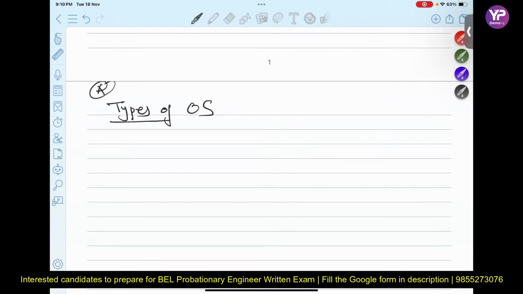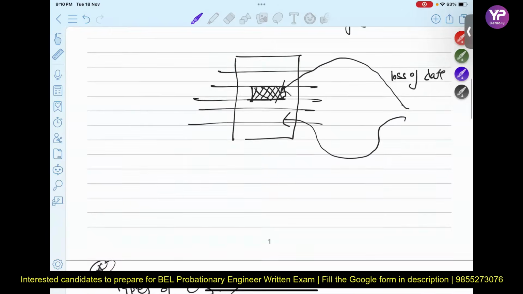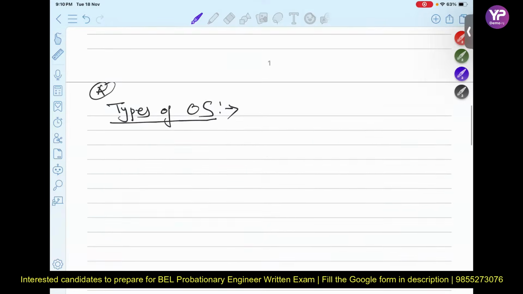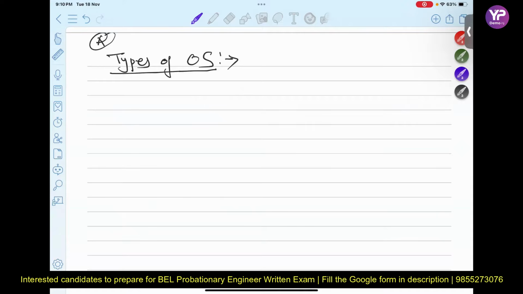सर कैन यू रिपीट द क्विक, आई मीन रिसोर्स मैनेजर. Because it manages the resources, maybe CPU, main memory, input devices, output devices. How it can manage, we will discuss in the upcoming lectures. Okay. ओके सर. ओके. Now the first operating system is called batch operating system.